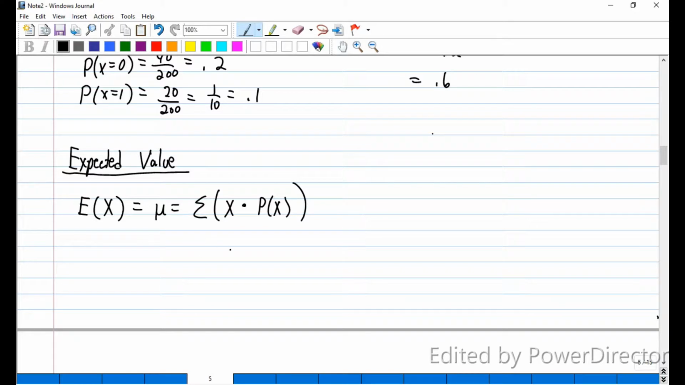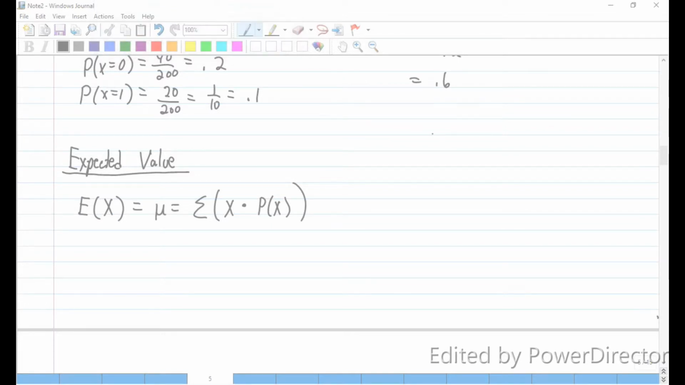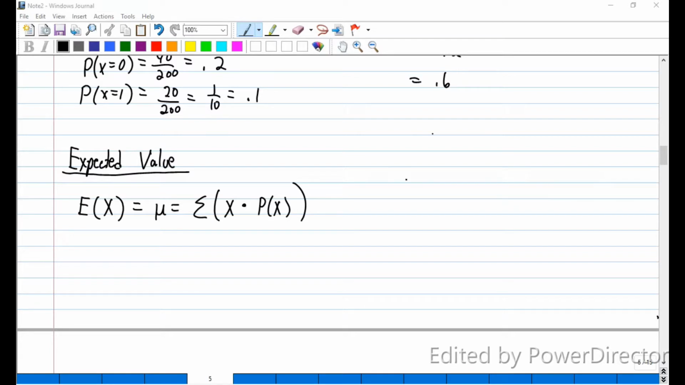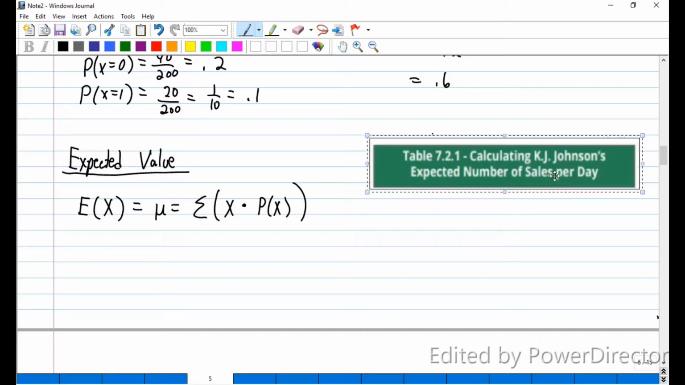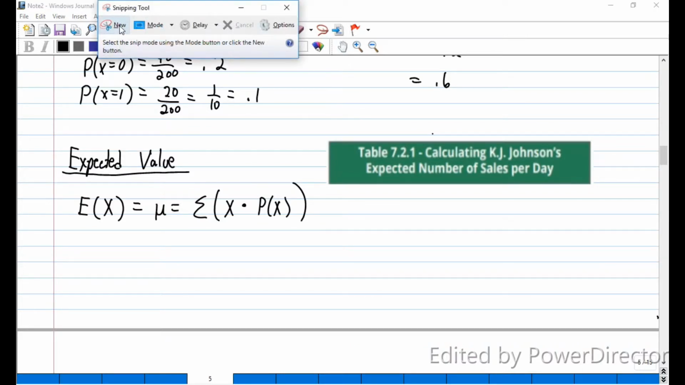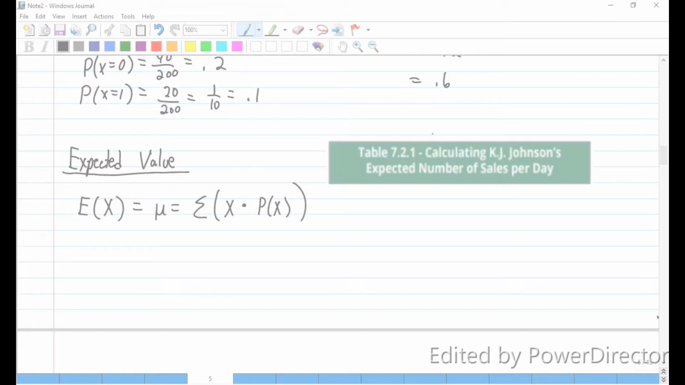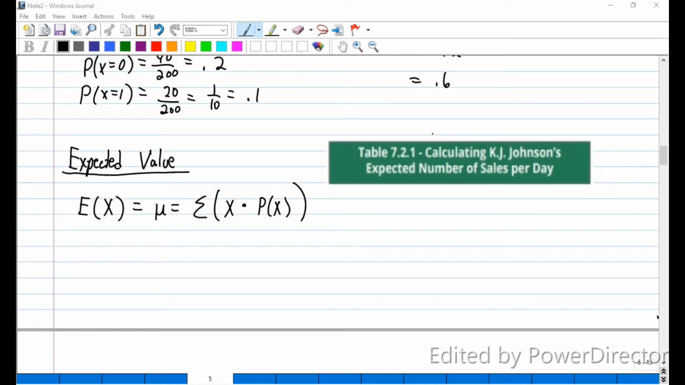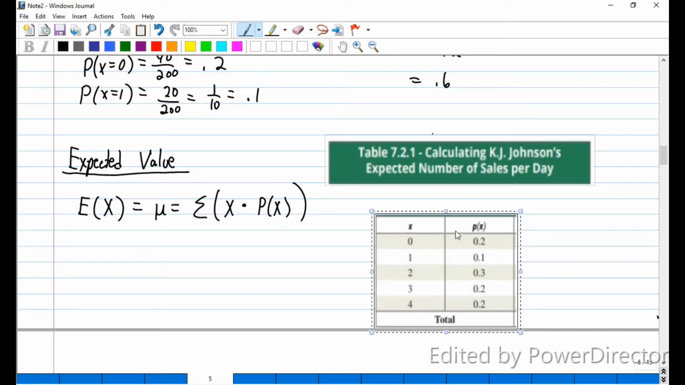All right, so if I was to give you the same information as before. So here's a table, and we are going to calculate the expected value for the number of sales per day for this person. So what we're doing is we're figuring out, on average, how many sales is this salesperson going to make. I would think that would be important, especially if you were running a business. You would want to know about how many sales a salesperson is making, on average, because that kind of affects your bottom line.